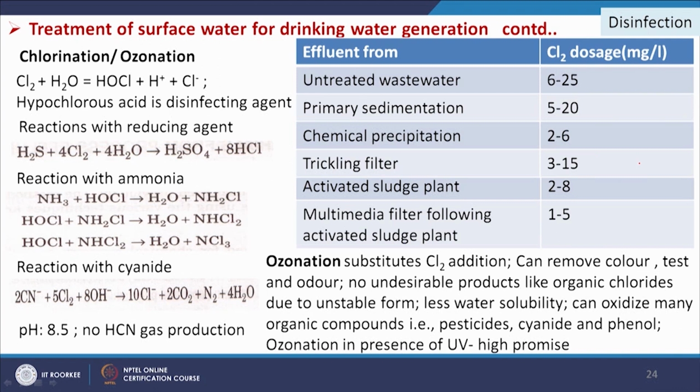disinfected, and disinfection is normally done by chlorine or ozone addition. If we add chlorine, the chlorine may react with water and produce HOCl, that is hypochlorous acid, and this hypochlorous acid will kill the microorganisms. It can also react with ammonia, NH3, and form different compounds, and it can also react with CN. So, the main disadvantage of this chlorination is that if chlorine is added in a higher dose, the HOCl produced will be in higher concentration, and that will be harmful to human health as well.